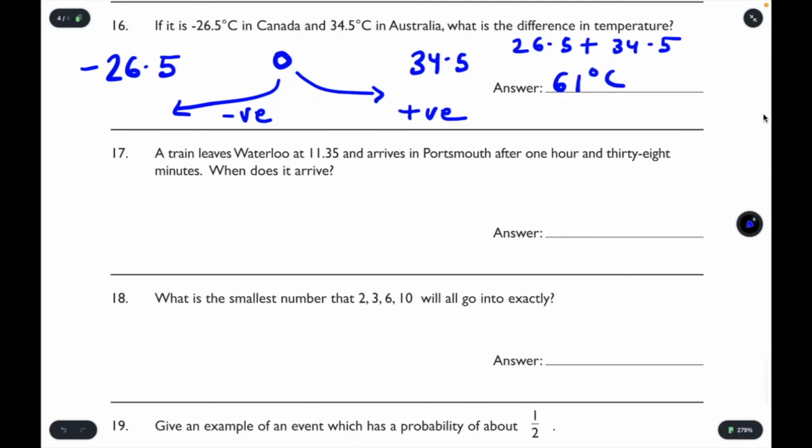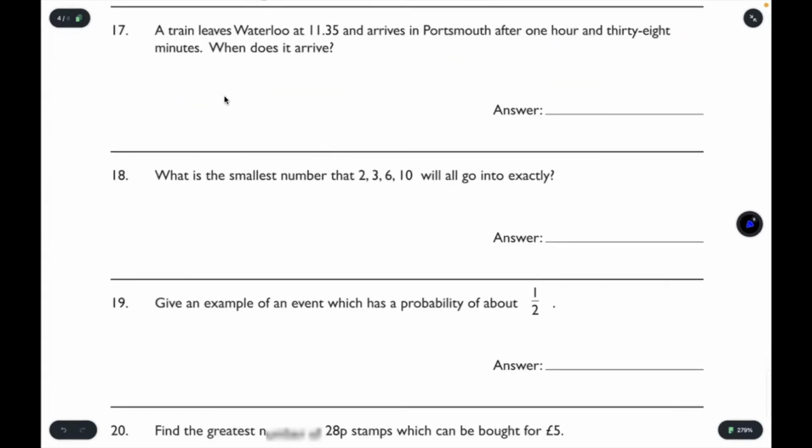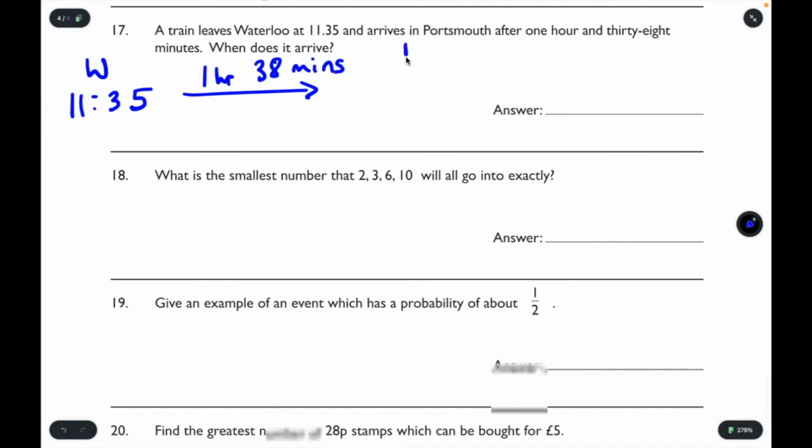Make sure you write the C at the end, because if you don't, it looks like degrees and angles, which is a different unit. 17, a train leaves Waterloo at 11:35 and arrives in Portsmouth 1 hour and 38 minutes later. When does it arrive? So at Waterloo, it's there at 11:35. And we need to add 1 hour 38 minutes in order to get to Portsmouth. Now, if we add 1 hour, then that takes us to 12:35.